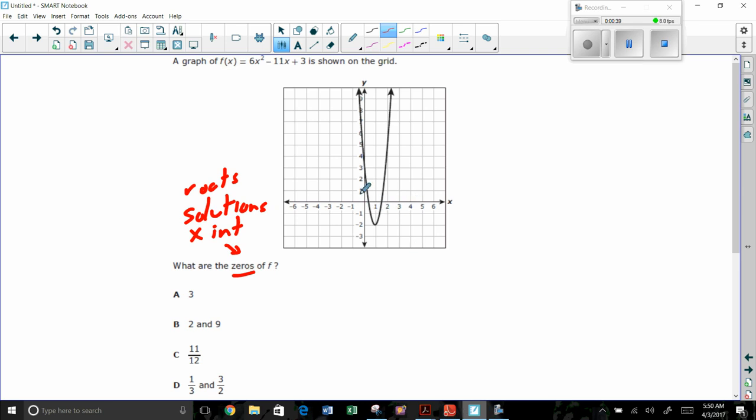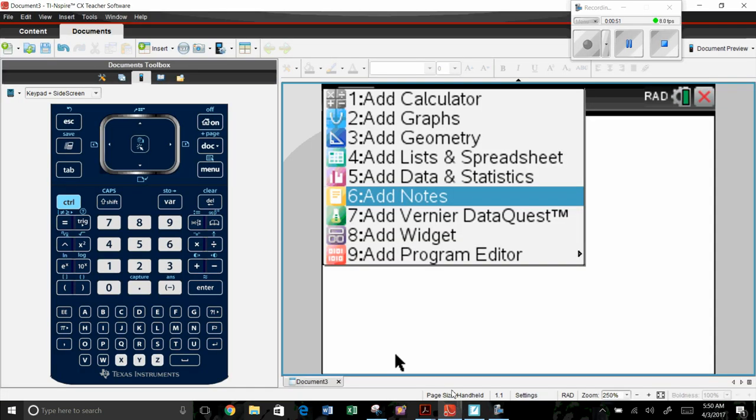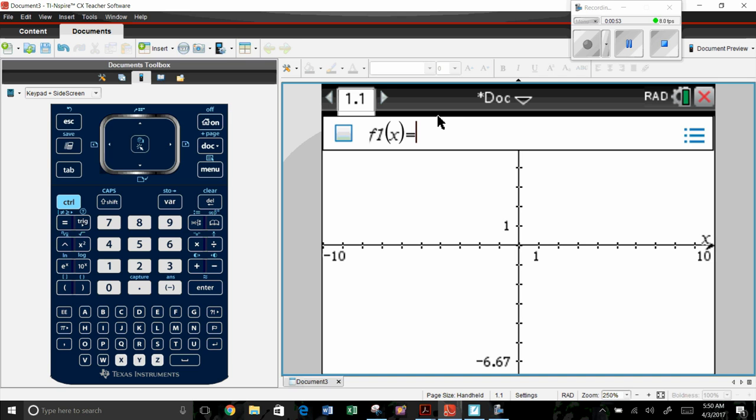Here we could find it off the graph, but we can't be sure because they're not whole numbers. So we're going to graph this equation, and then we'll do a trace to get our zeros. So we go to our calculator. We want the graph. We're going to type in our problem.